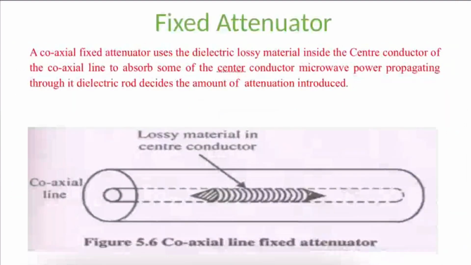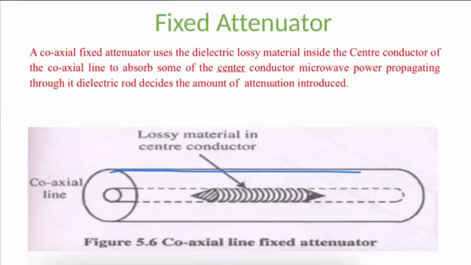Next, the fixed attenuator. Here is the diagram of a fixed attenuator, which is a coaxial line fixed attenuator. In fixed attenuators, we have only one type, the coaxial fixed line attenuator. So this is the diagram of the coaxial fixed line attenuator.